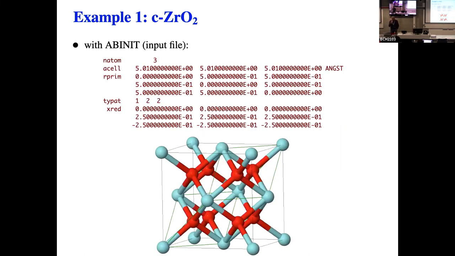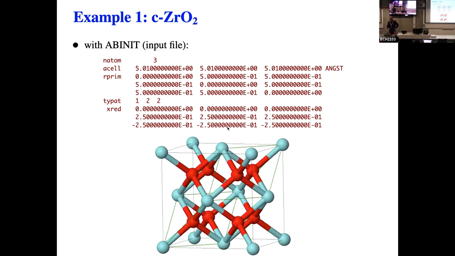In Abinit, if I choose to work with the primitive cell, it's an FCC. So the primitive cell vectors are 0, 1/2, 1/2, then 1/2, 0, 1/2, and then 1/2, 1/2, 0. I can specify the lattice parameters: 5.01, 5.01, 5.01. The default unit is atomic units in Abinit, but you can specify angstrom by just adding angstrom at the end of the line.